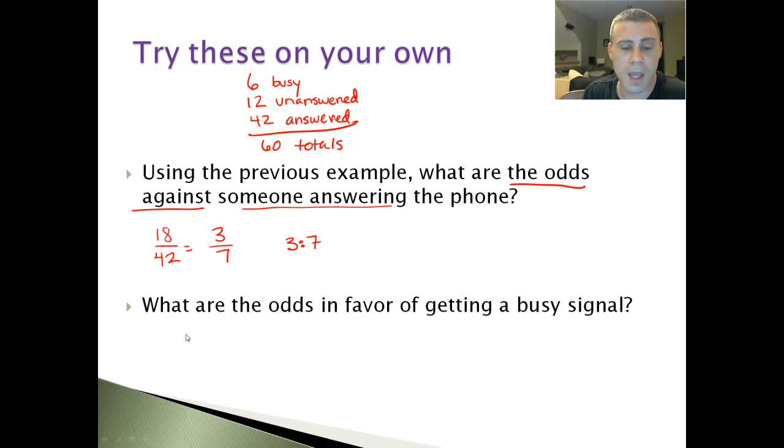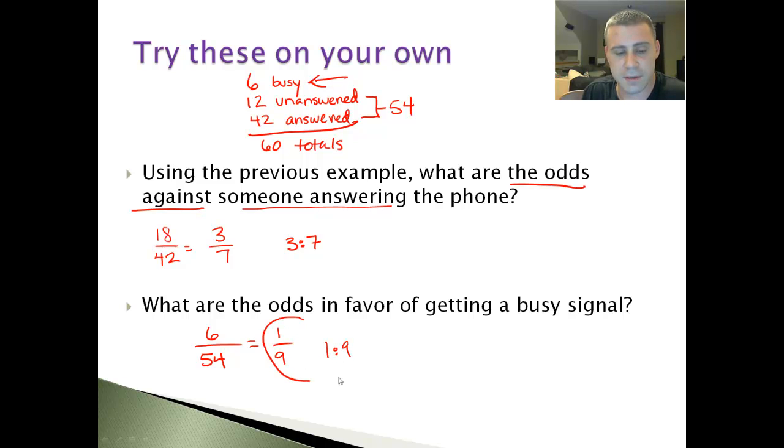And last but not least, what are the odds in favor of getting a busy signal? Well, there were 6 busy signals, which leaves 12 and 42, which is 54. 54 cases where there was not a busy signal. Can you reduce 6 over 54? 6 goes into both of them. So 6 goes into 6 once and into 54 9 times. So your answer would be that. You have a 1 to 9 odds of getting a busy signal.